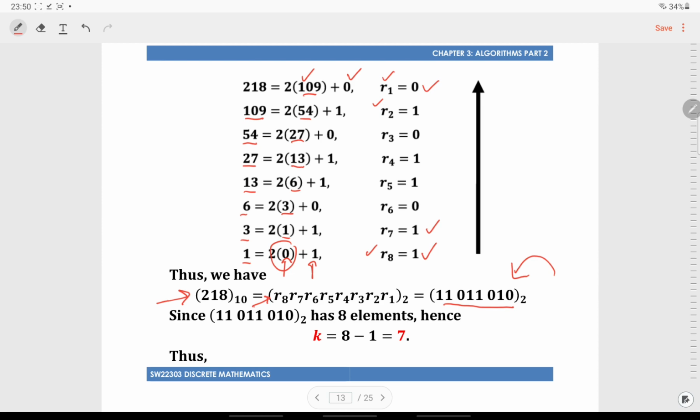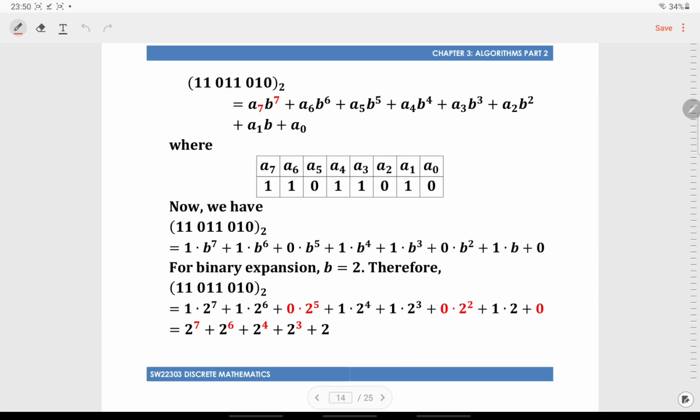So we count how many elements are inside the binary expansion. So there are 1, 2, 3, 4, 5, 6, 7, and 8 elements. So the value for the k is equal to the total number of elements, which is 8, minus 1. The value for the k is equal to 7.